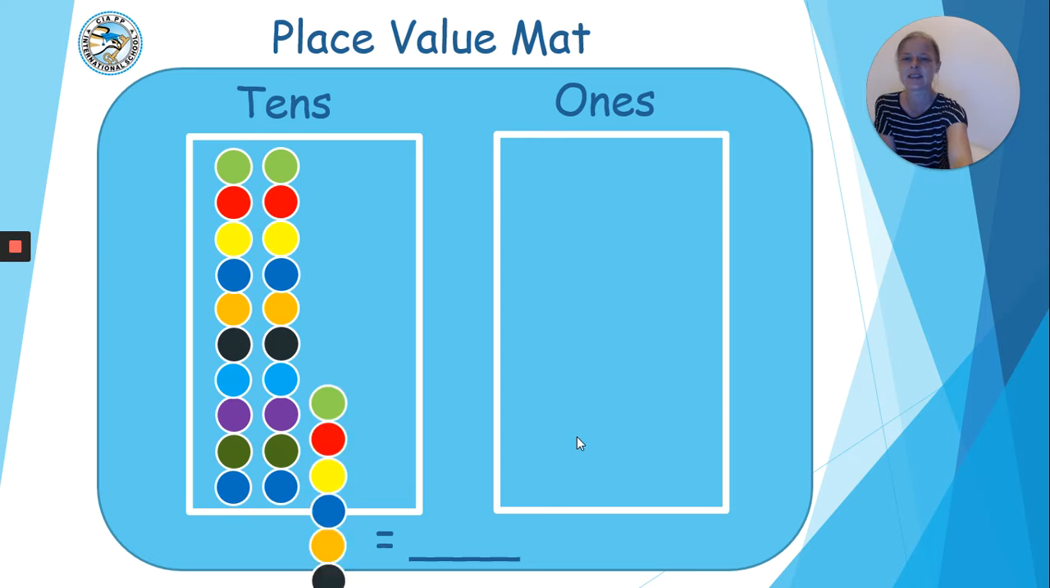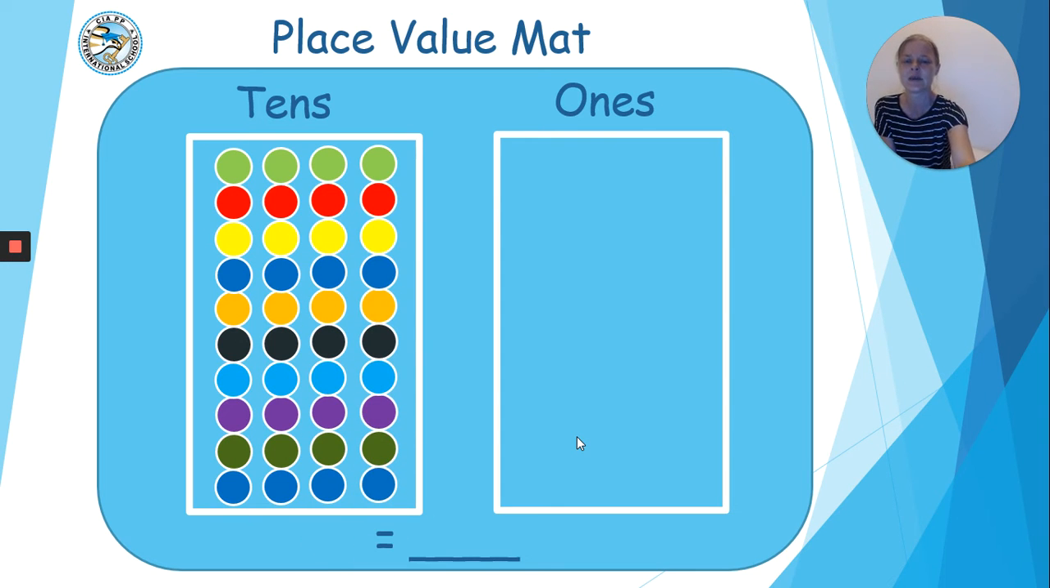How many tens are in this box? Can you tell me how many tens? Let's count them together. How many sets? 1, 2, 3, 4. 4 sets. So I'm going to write the number 4.